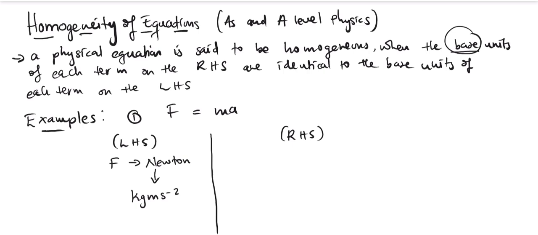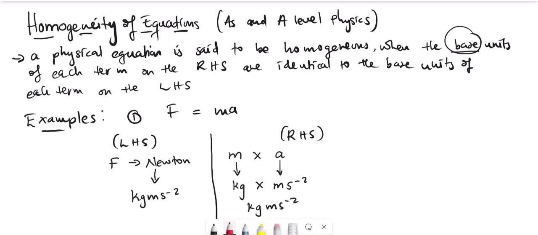And then when you look at the right hand side, we have a product of 2 quantities. So there is mass times acceleration. So what are the units for mass? We know the unit for mass is kilogram. Then the unit for acceleration is meters per second squared. But these things are multiplying. Then if you simplify this, what do we get? Kg m per second squared.